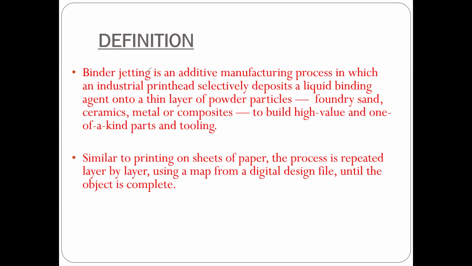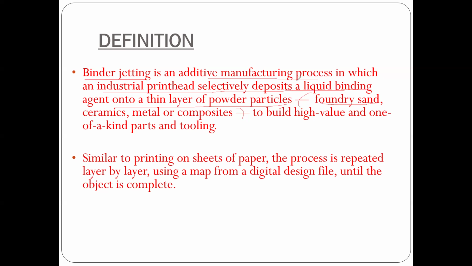If we talk about the basic definition of binder jetting, this is an additive manufacturing process in which an industrial print head selectively deposits a liquid binding agent onto a thin layer of powder particles. Foundry sand, ceramics, metals, and composites are in fact the materials that can be bound together to build high value, one-of-a-kind parts and tooling. This is called the binder jetting process.